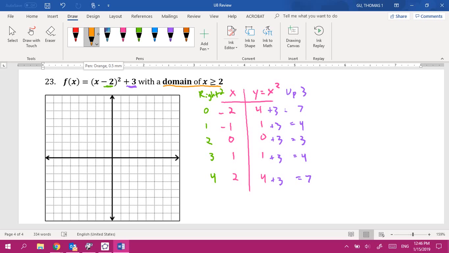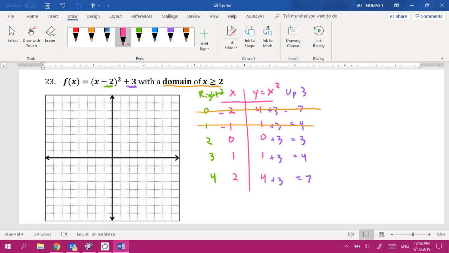So this 0, 7, look right here, 0. Is that x value greater than or equal to 2? No. So this point doesn't count into our function. Next, we got 1, 4, right? But is 1 greater than or equal to 2? No, so this point also doesn't work. But now 2, 3, and 4, are those x values greater than 2? Yes, they are. Greater than or equal to? Yes, they are. So those are the points that we're graphing.